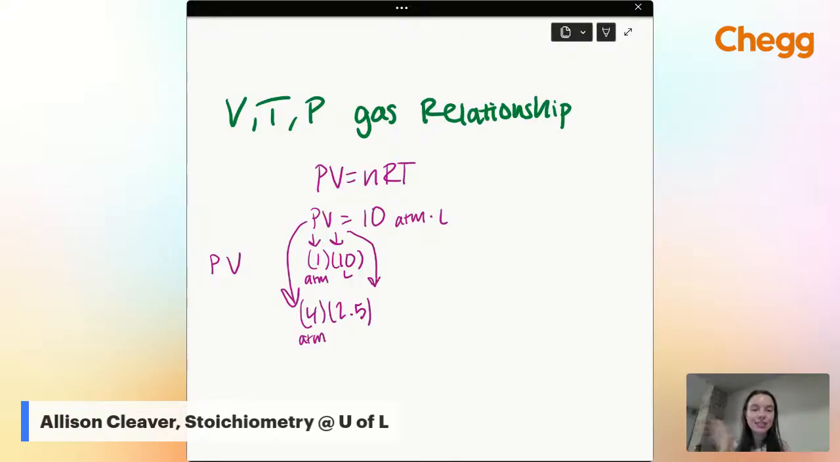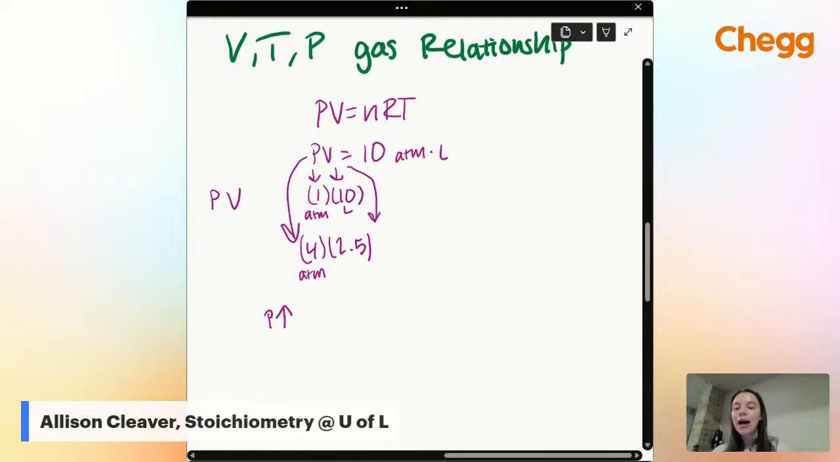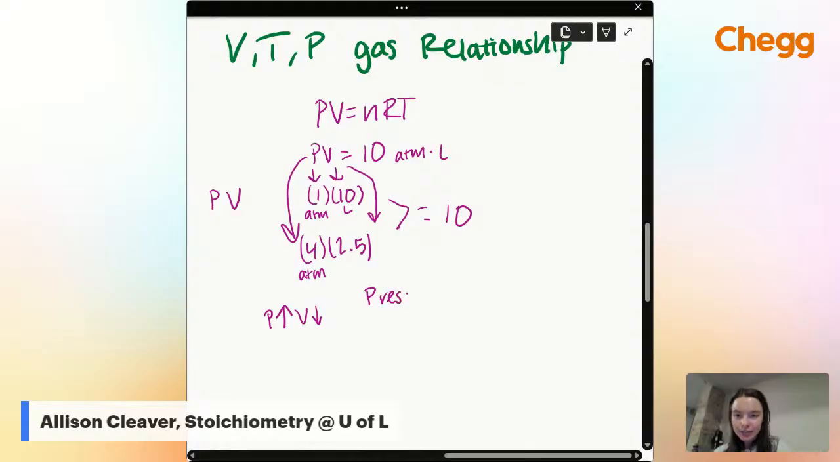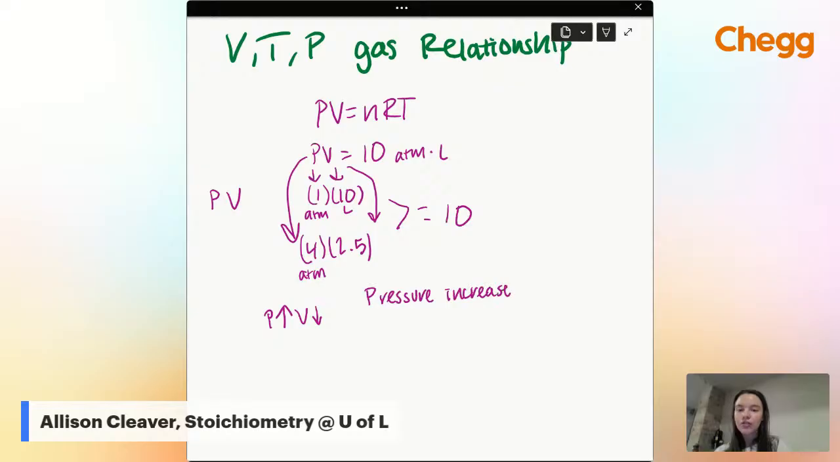So looking at just this example, as pressure increases, so that up arrow means increases, my volume decreases. And so I can just see this as my pressure went from 1 to 4, my volume had to go from 10 to 2.5 to equal that 10 on the right. Is that kind of making sense? So as pressure increases, volume decreases.